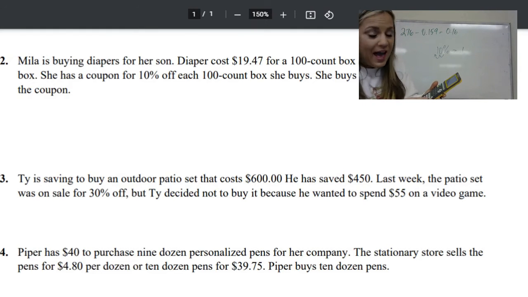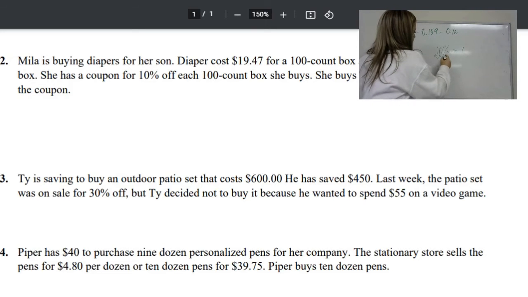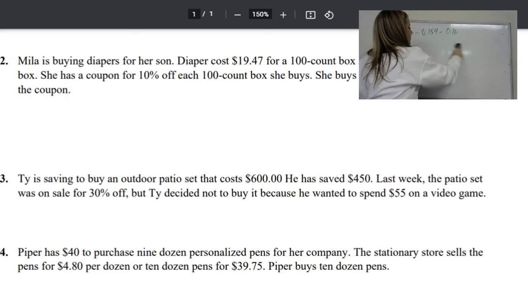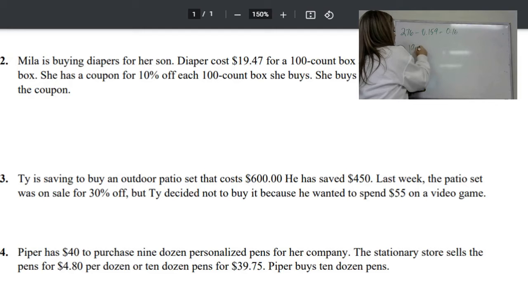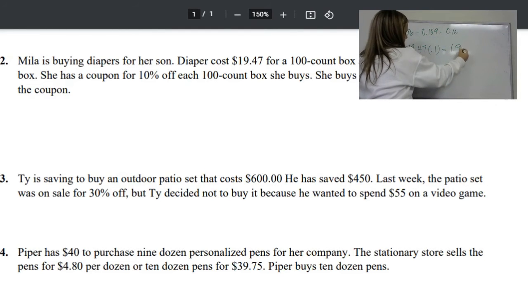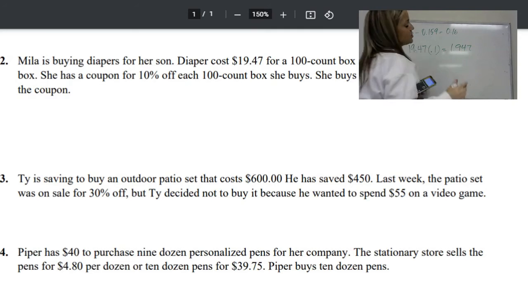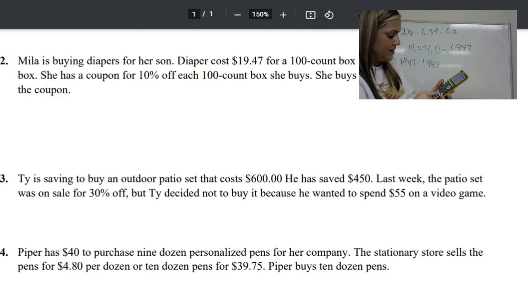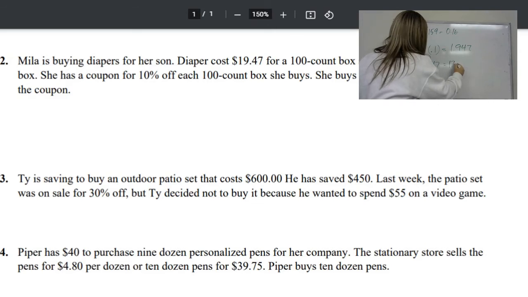So we're going to subtract that. 1947 times 0.1 is 1.947. We're going to subtract that from 1947. 1947 minus 1.947, and you get 17,523.